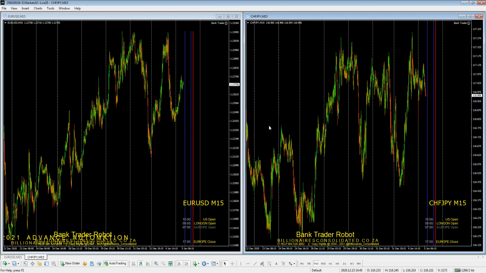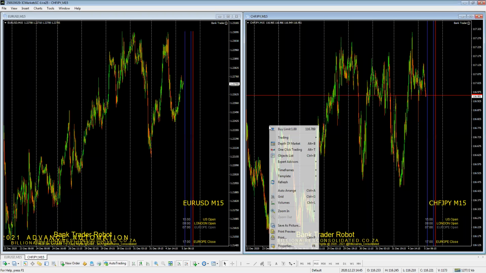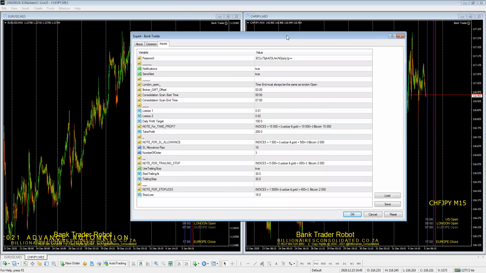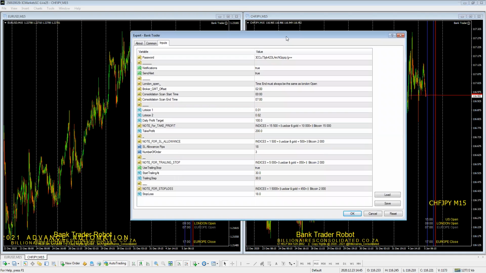Okay, what I'm going to do in this video, it's going to be very short. I'm just going to go through the inputs or the settings for the bank trader robot, so that if you want to adjust them or make changes, you know what changes you're making and why you're making those changes for yourself.